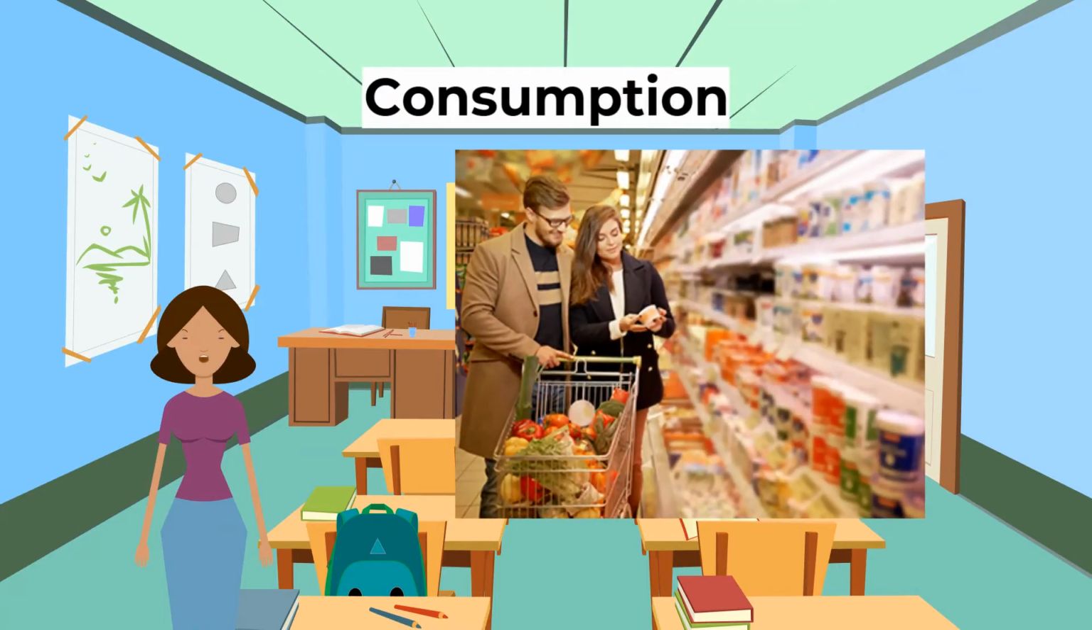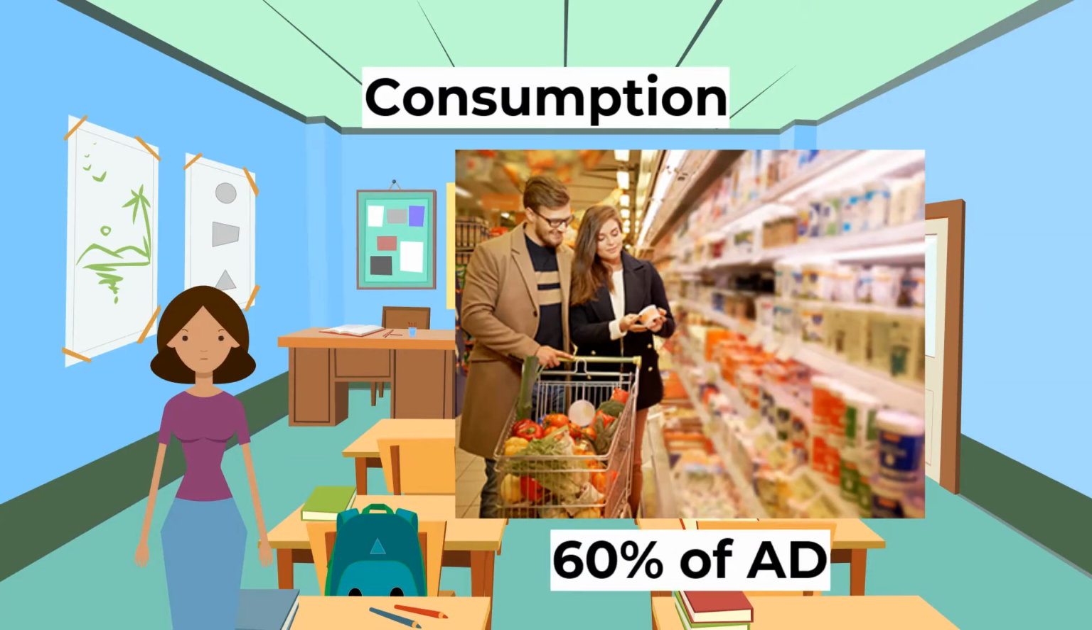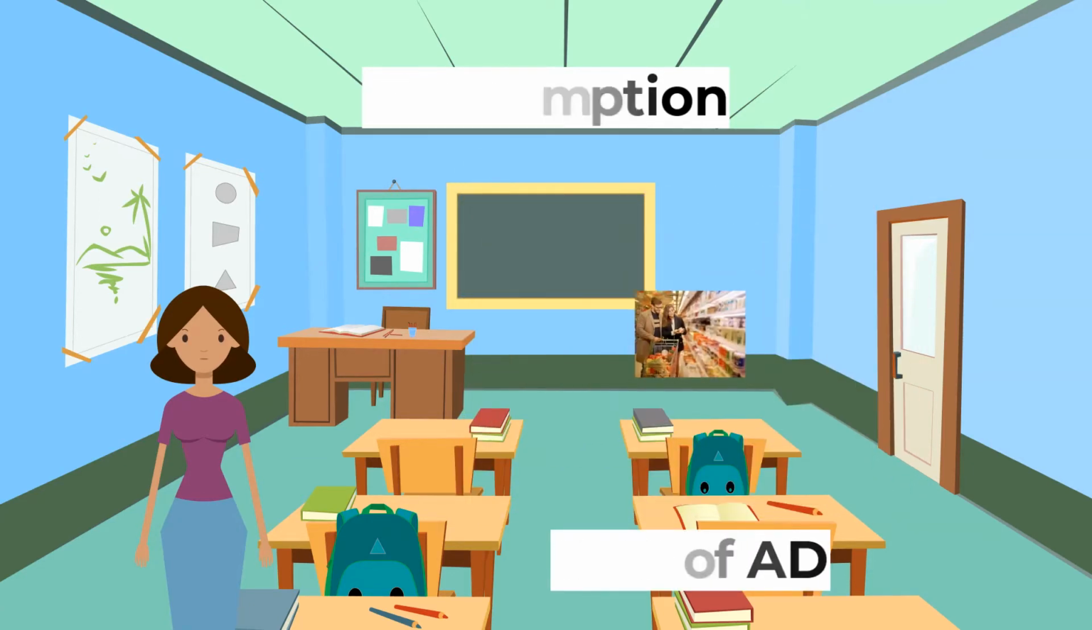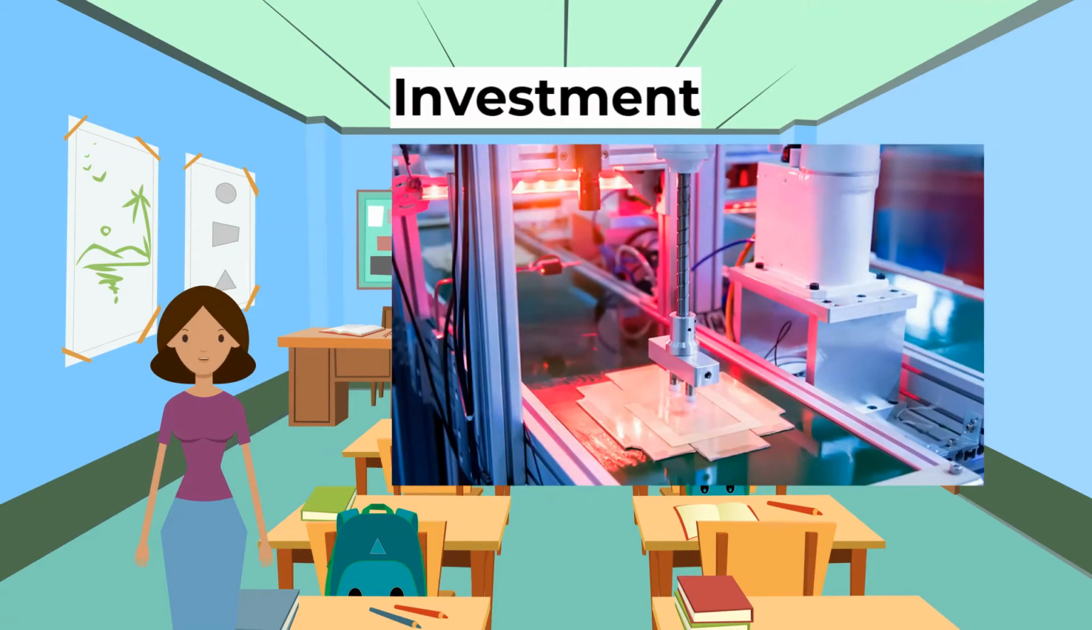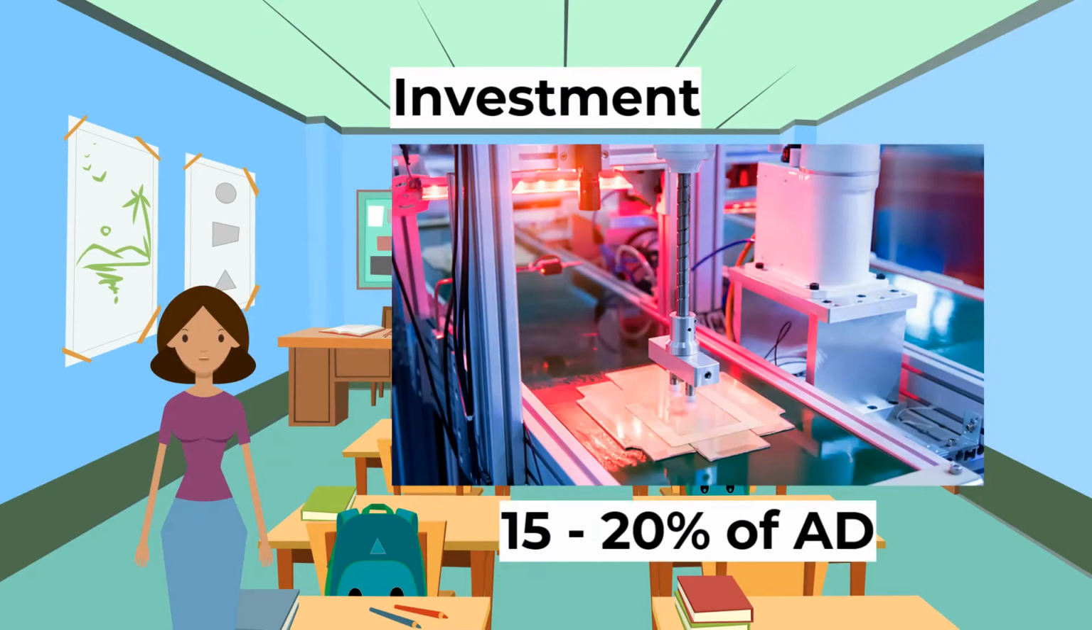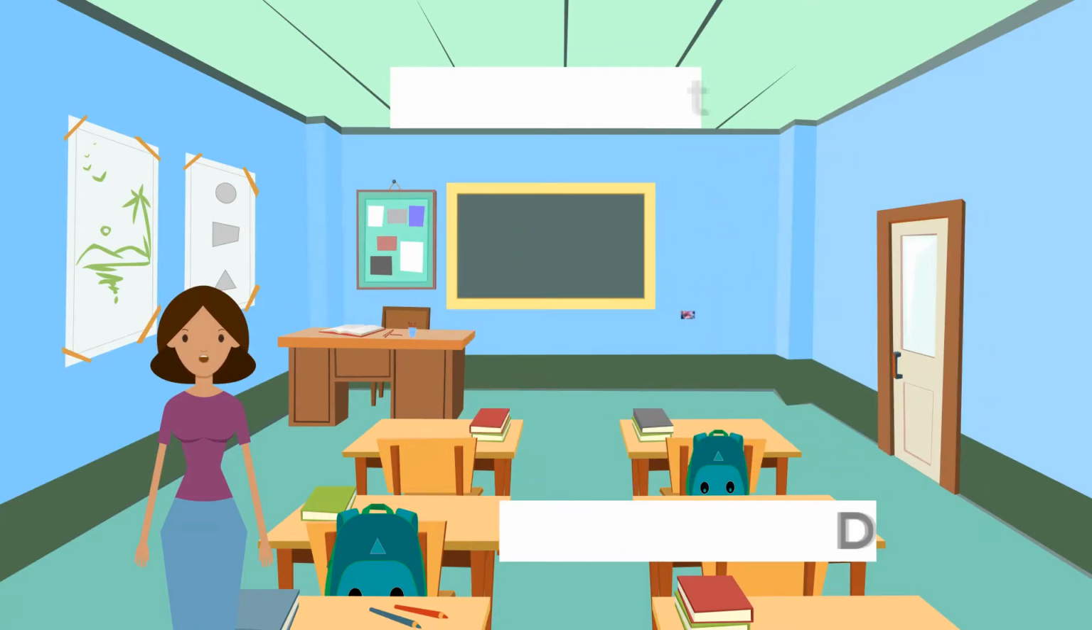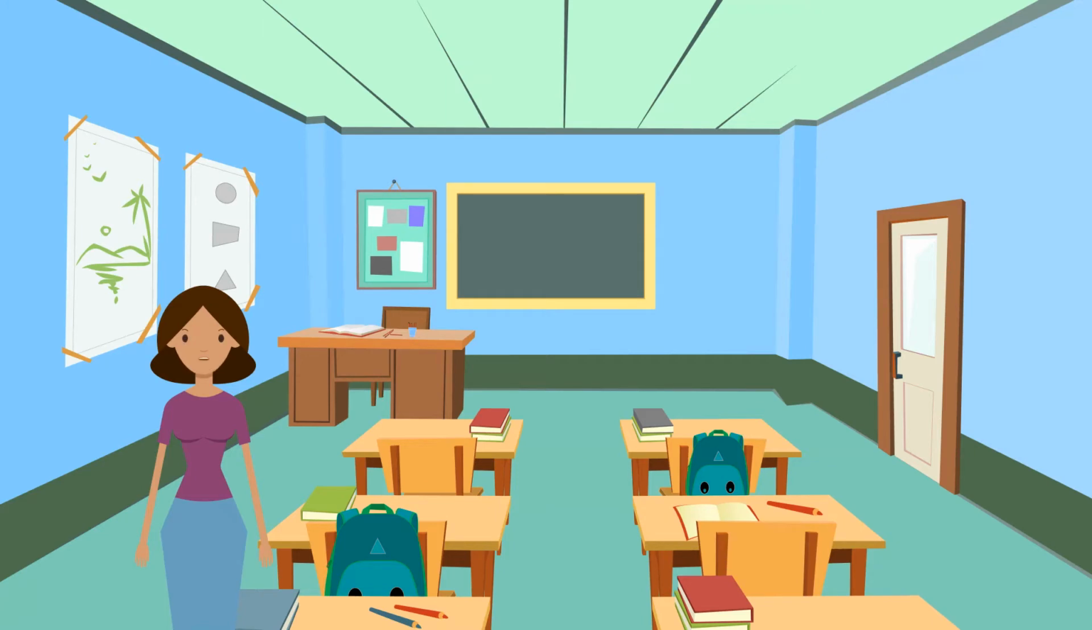Consumption is consumer spending on goods and services. It makes up about 60% of AD, so is the biggest part. Investment is spending by businesses on capital goods, such as new equipment and buildings, as well as working capital, for example, stocks and work in progress. It makes up about 15 to 20% of AD. Most investment is by the private sector, about 75%, but there's also investment by the government.